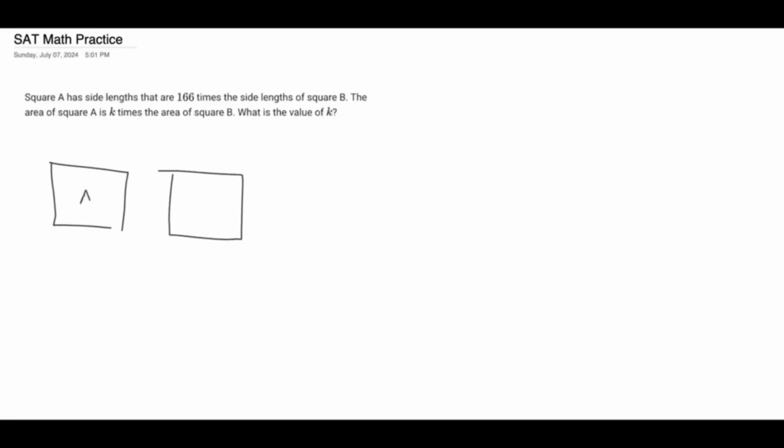So let's call this one square A and this one square B. All right, and we know the side lengths of A are 166 times the side lengths of B. So if the side lengths of B are x, then A would be 166x. I'll just put those on both sides. And so to find the area of a square, we'll just do length times width. So if we have x times x, that will give us x squared. And then we want to set this in proportion to 166x times 166x.